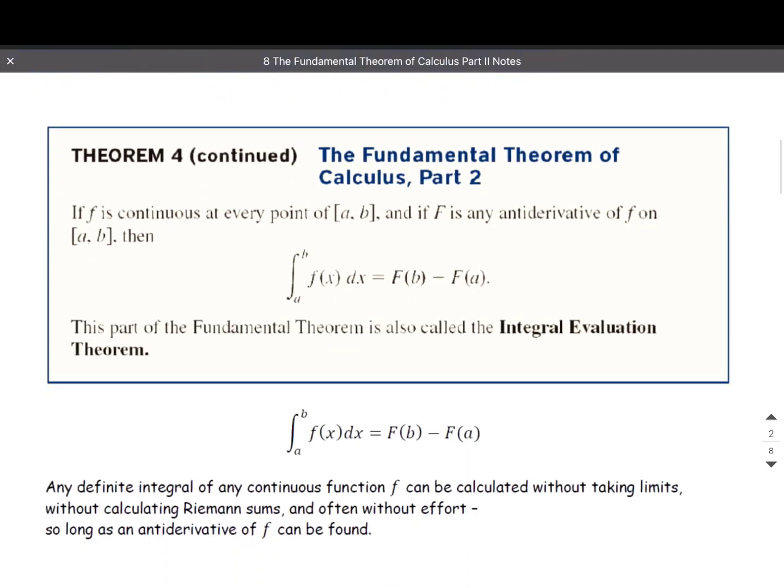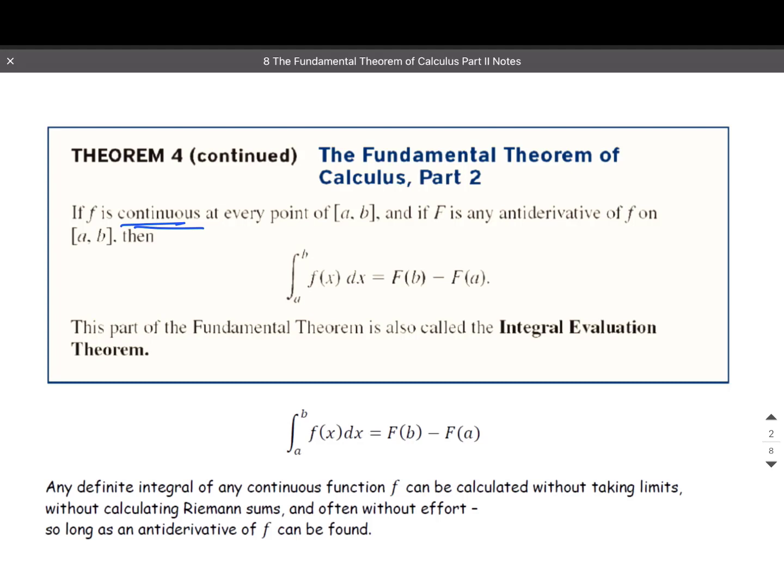So if f is continuous at every point in the closed interval from a to b, so it has to be continuous. Continuity is so important. And if F is an antiderivative of the function little f on that closed interval, then the integral from a to b of f of x dx is the antiderivative evaluated at b minus the antiderivative evaluated at a. And this part of the fundamental theorem is also called the integral evaluation theorem.